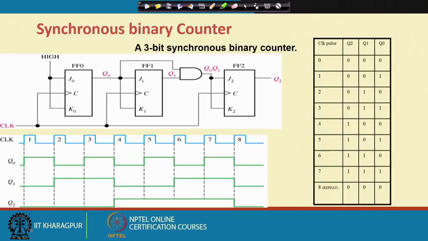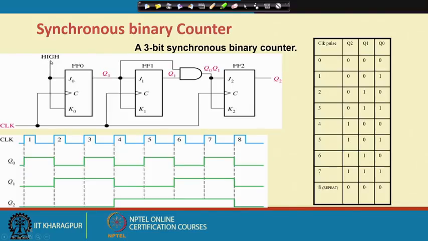The problem with synchronous counters is that many times you need more logic. For example, here we have a 3-bit synchronous counter, with flip flop 0, flip flop 1 and flip flop 2. Flip flop 2 is the most significant bit, flip flop 1 is the next bit, and flip flop 0 is the least significant bit.